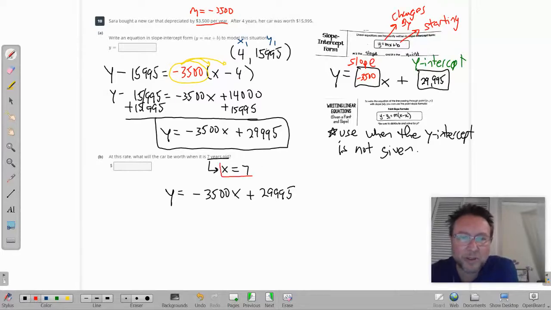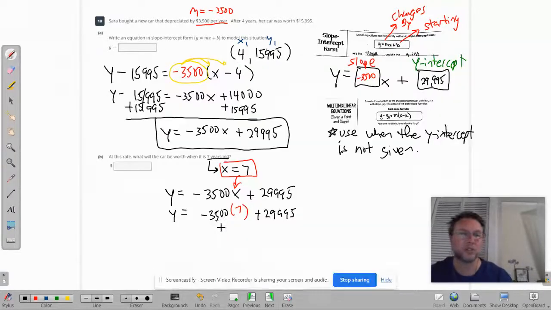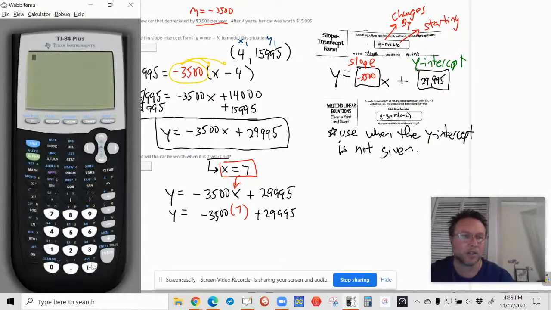That's all right. So let's take 7 and plug it in. Negative 3,500 times 7 plus 29,995. We already know that negative 3,500 times 4 was 14,000. Let's figure out negative 3,500 times 7, negative 24,500.